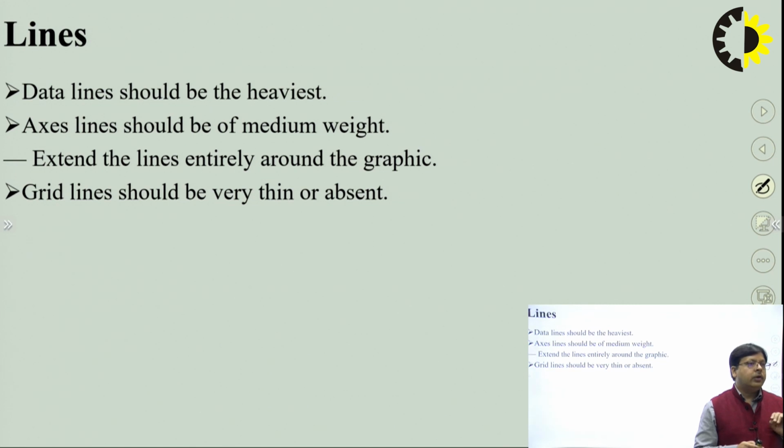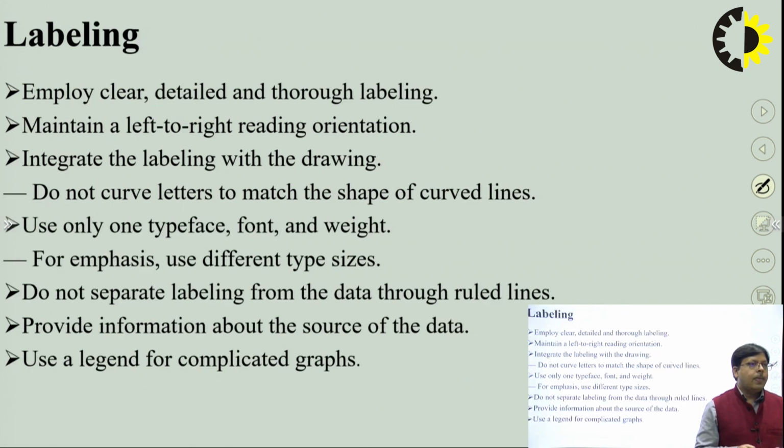In a journal, the grid should not be displayed in the graph. Labeling: employ clear, detailed and thorough labeling. Maintain a left to right reading orientation, right? Integrate the labeling with the drawing. Do not curve letters to match the shape of curved lines.